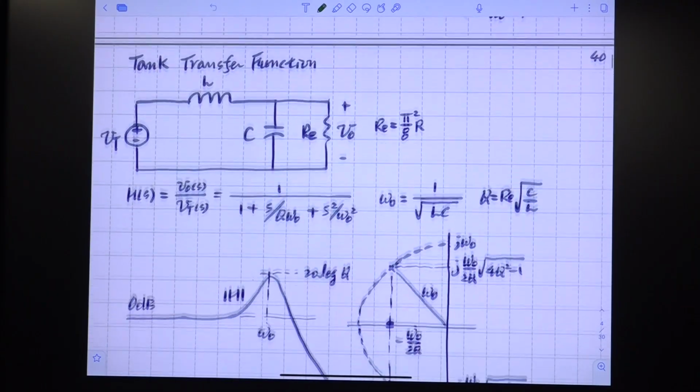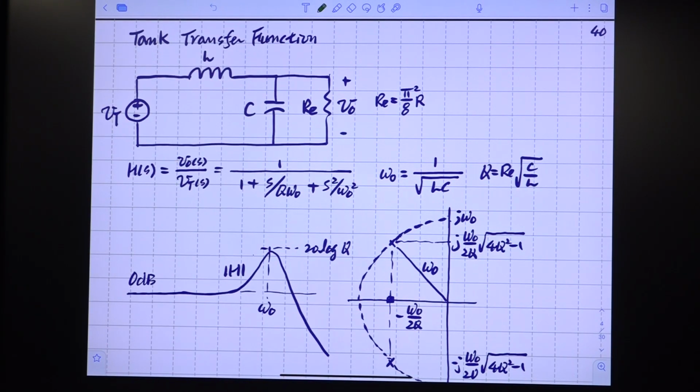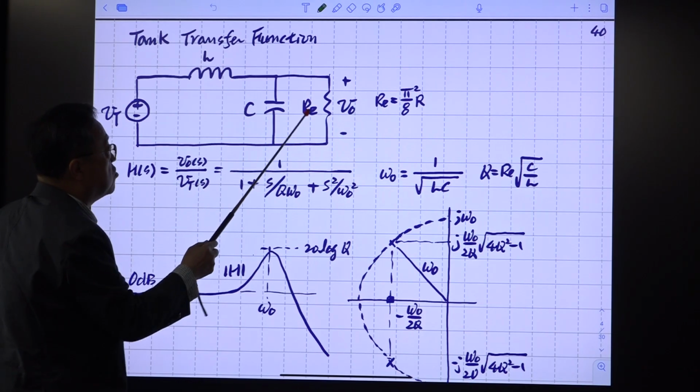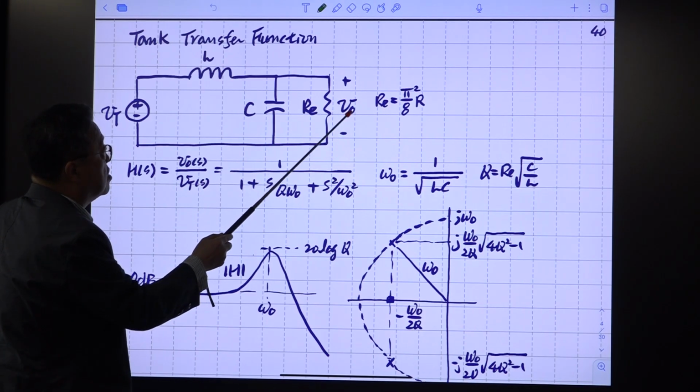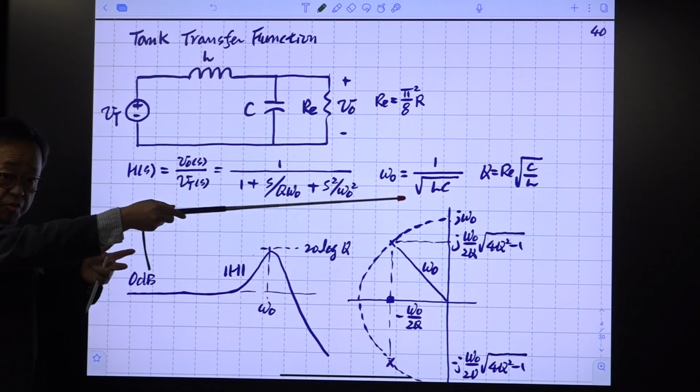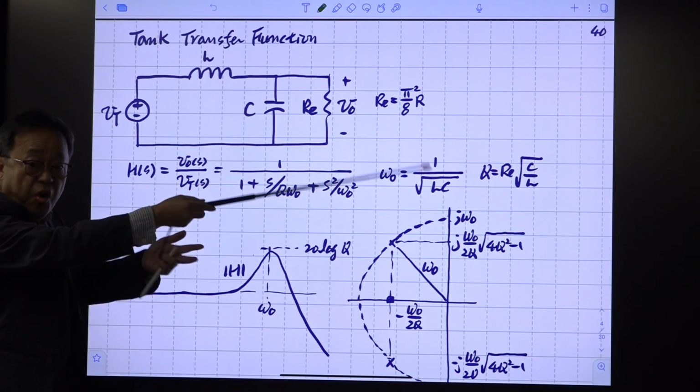So next, we investigate the relationship between the tank dynamics and the envelope dynamics. First, this is the tank dynamics. This is a parallel load series resonant tank circuit. All of these are standard. So there is this relationship. This is the equivalent resistance, reflected from the output port of the converter.